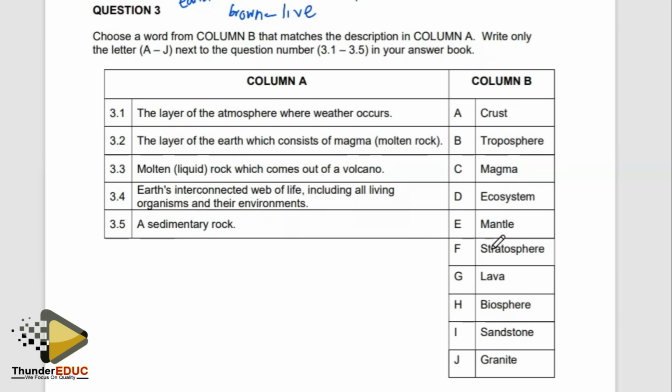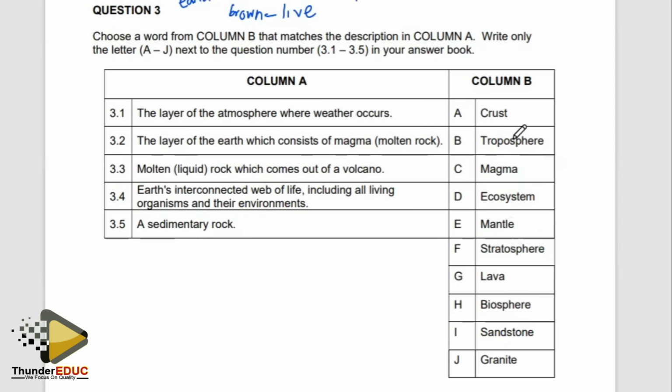Ecosystem, no. Mantle, no. Stratosphere, yes, stratosphere is found. Lava, no. Biosphere, no. Sandstone, no. Granite, no. So you are left with two answers, troposphere and stratosphere. This will help you to have a better answer, because if you single out all the wrong answers that do not qualify on the atmosphere, it helps you when you're choosing. So now we have the troposphere and the stratosphere. Troposphere is the first layer, which is closer to the Earth. Then the stratosphere is the second layer, where we find the ozone layer.